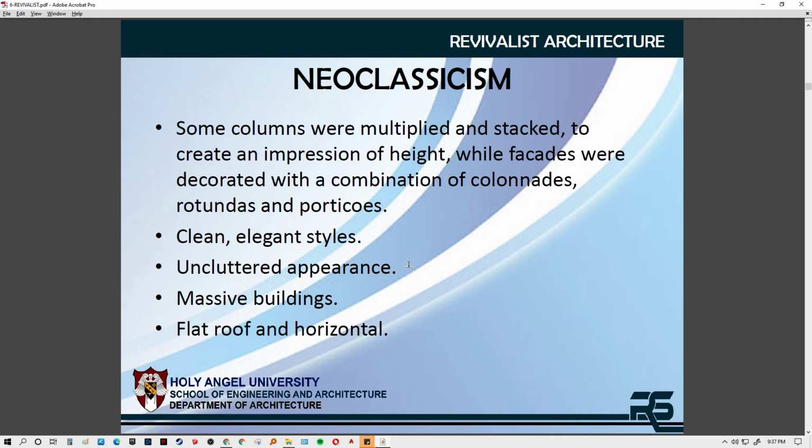The good thing about this style is that it gives a clean, neat, or elegant appearance. It is very symmetrical and uncluttered. It has mass due to its volumetric quality, giving definition to the volumes of shapes. It has either a flat roof or sometimes a gable, sometimes horizontal and flat.